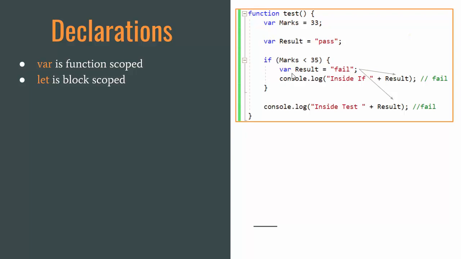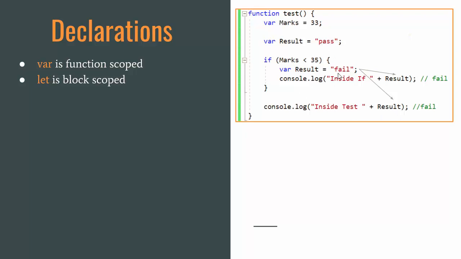Now I'll say console.log inside if. So inside this block I'm trying to display result. Then outside this block I'm again trying to display result. So this is inside test. Now as per our logic, if I'm using result inside if, it should refer to this fail. If I'm using result outside if, that means inside test, it should refer to this pass.